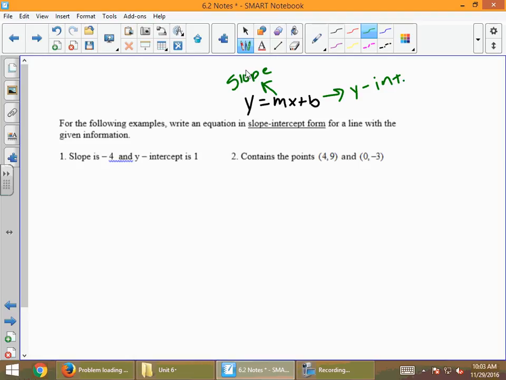Alright? So, in number one, we're going to write it in this form: y equals mx plus b. Did they give us our slope? Yeah, they gave us our slope. So we're going to take -4 and write it where the m is.